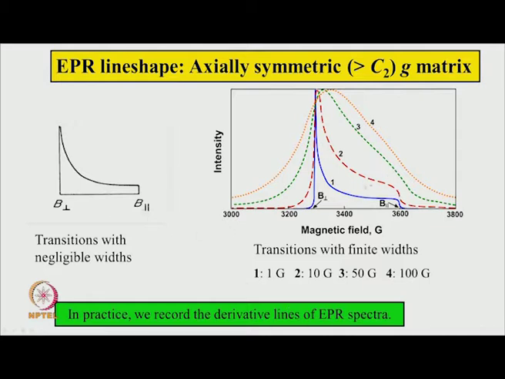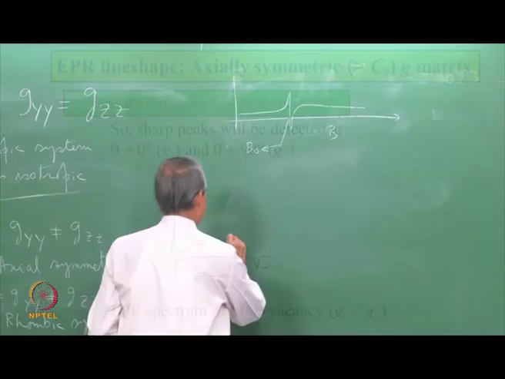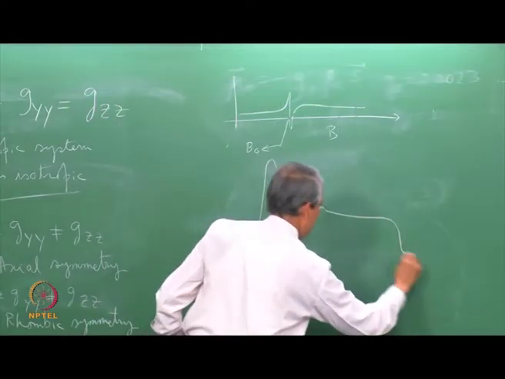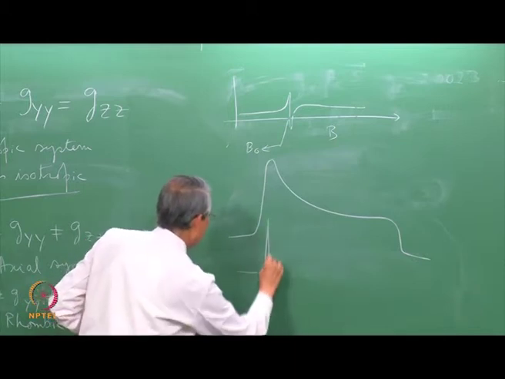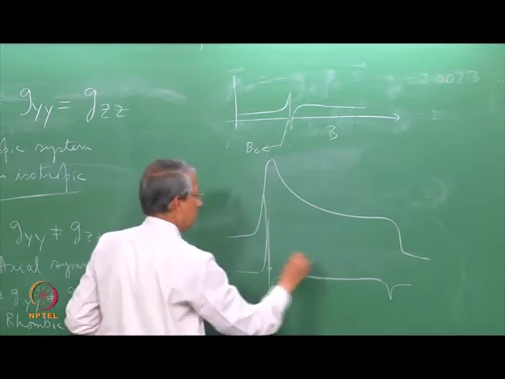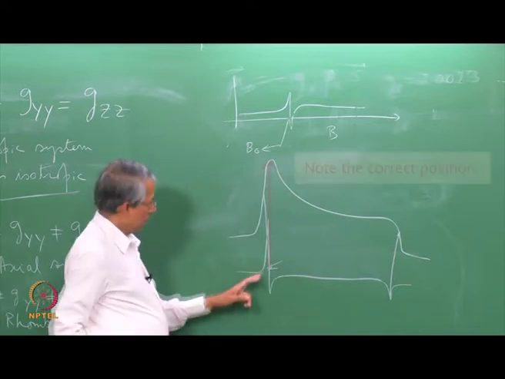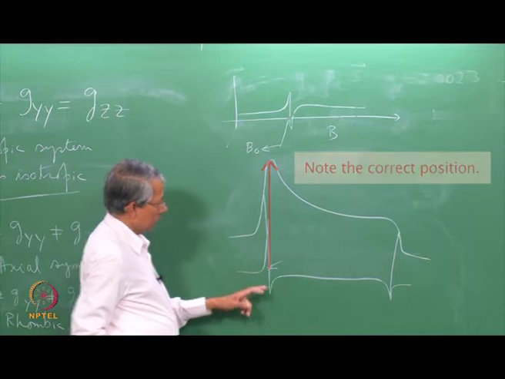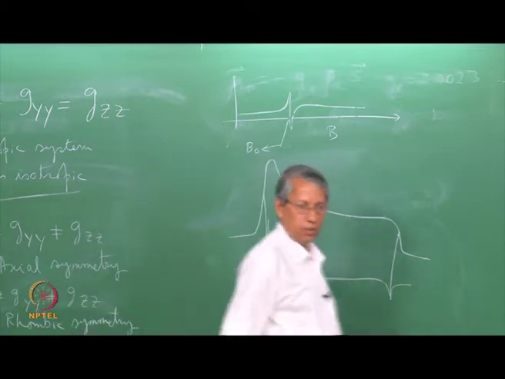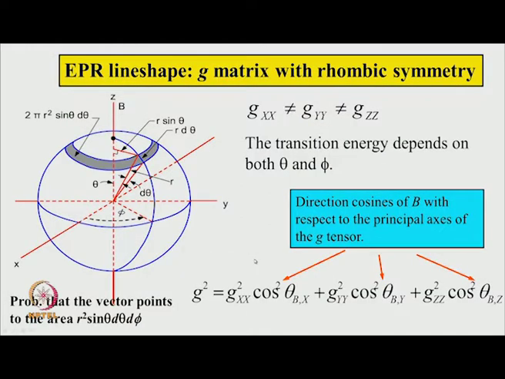But in practice, we do not get the absorption spectrum, we get the derivative spectrum. So, we have to take the derivative of this one, and that is the way this looks. If you take the derivative of this, it will actually go up and come down, and here again that is going to be. So, this point corresponds to here, and this point corresponds to this one. So, G perpendicular will correspond to this magnetic field position, and G parallel to this magnetic field position. That is the way it is going to be. These are examples for the magnesium oxide vacancy, and G perpendicular is here, G parallel here.